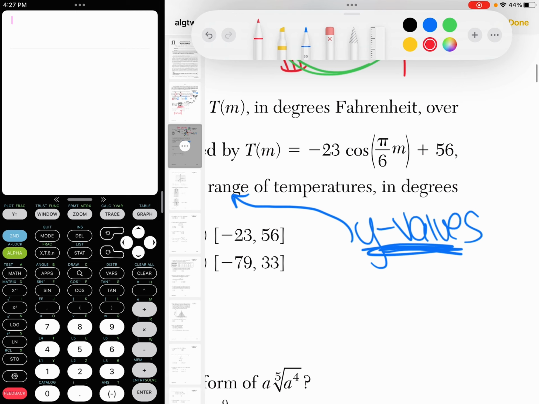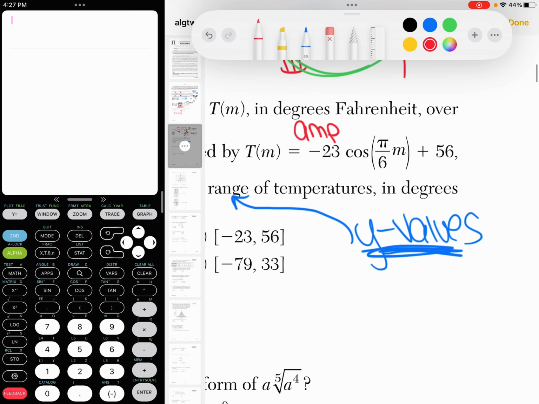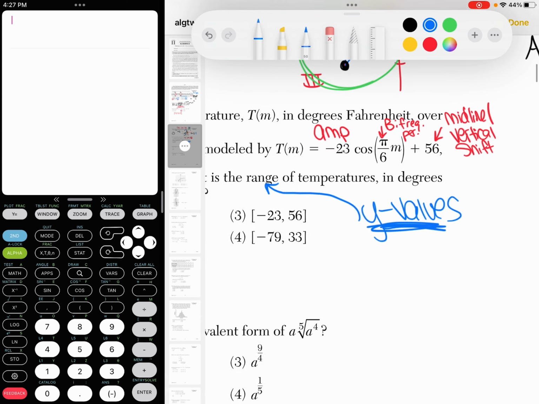The number in the front is your amplitude. This is called your midline. It is also known as a vertical shift. This number is B, which is your frequency, but it helps you come up with the period. Okay, so there's 3 different pieces of information given to us here.